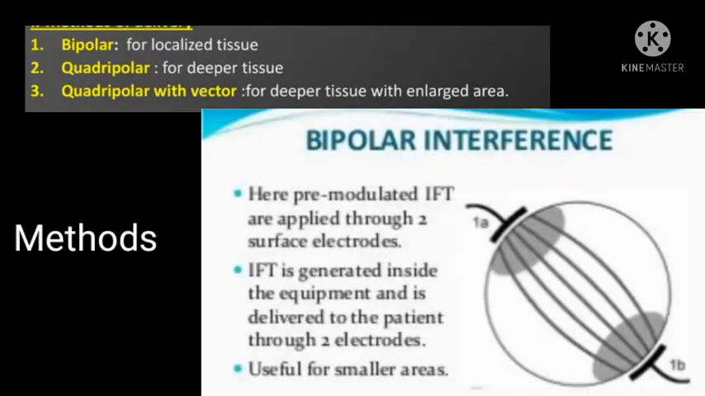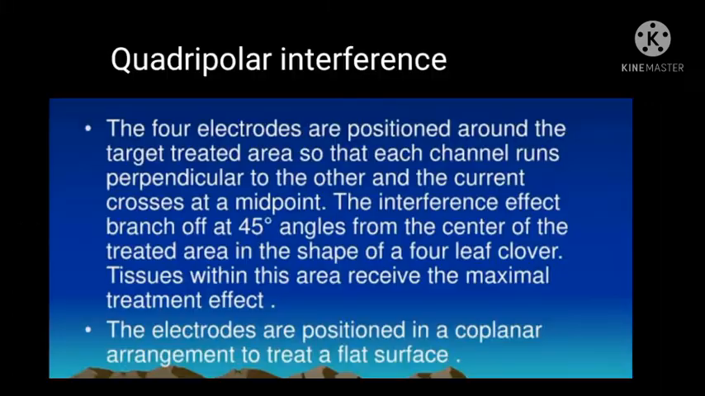Methods: in that we are going to talk about bipolar, and quadripolar with vector. Bipolar is for localized tissue. Here pre-modulated IFT is applied through two surface electrodes, useful for smaller areas. Quadripolar is used for deeper tissue. The four electrodes are positioned around the target treated area so that each channel runs perpendicular to the other and the current crosses at a midpoint. It is used to treat a flat surface.